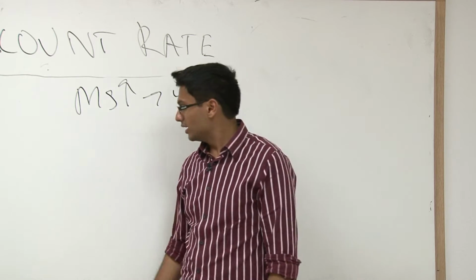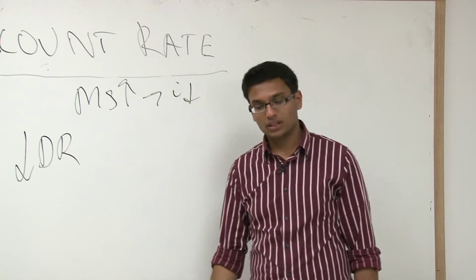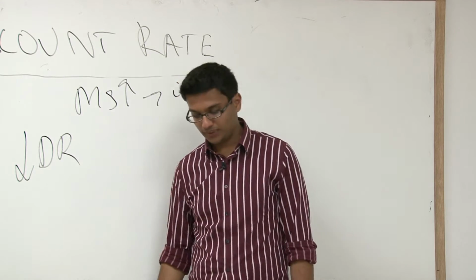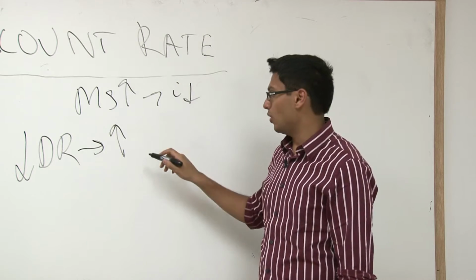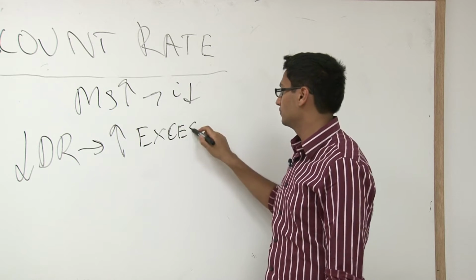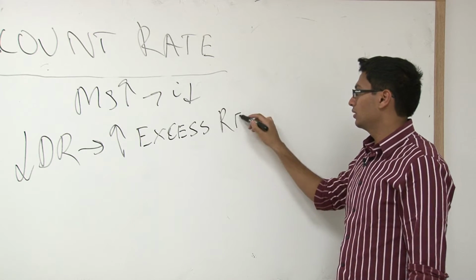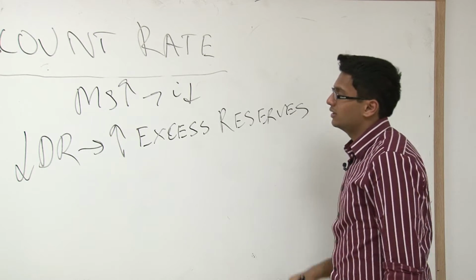So here's how it works. If the discount rate is low, normally what tends to happen is that the excess reserves go up. Why is that true? Why do the excess reserves go up if the discount rate is cheap?